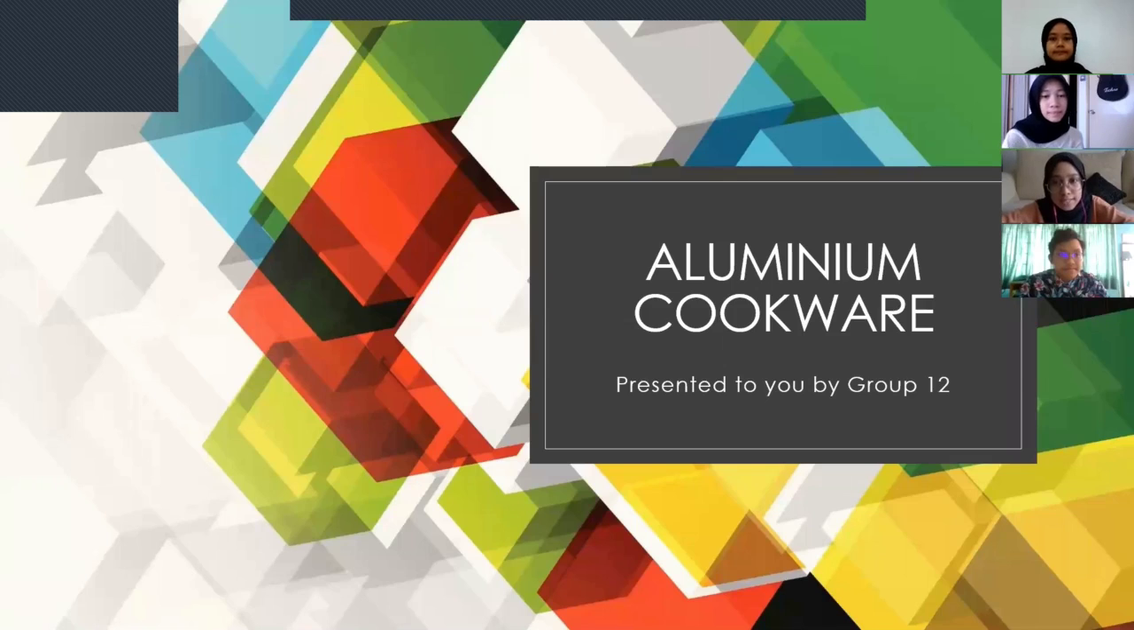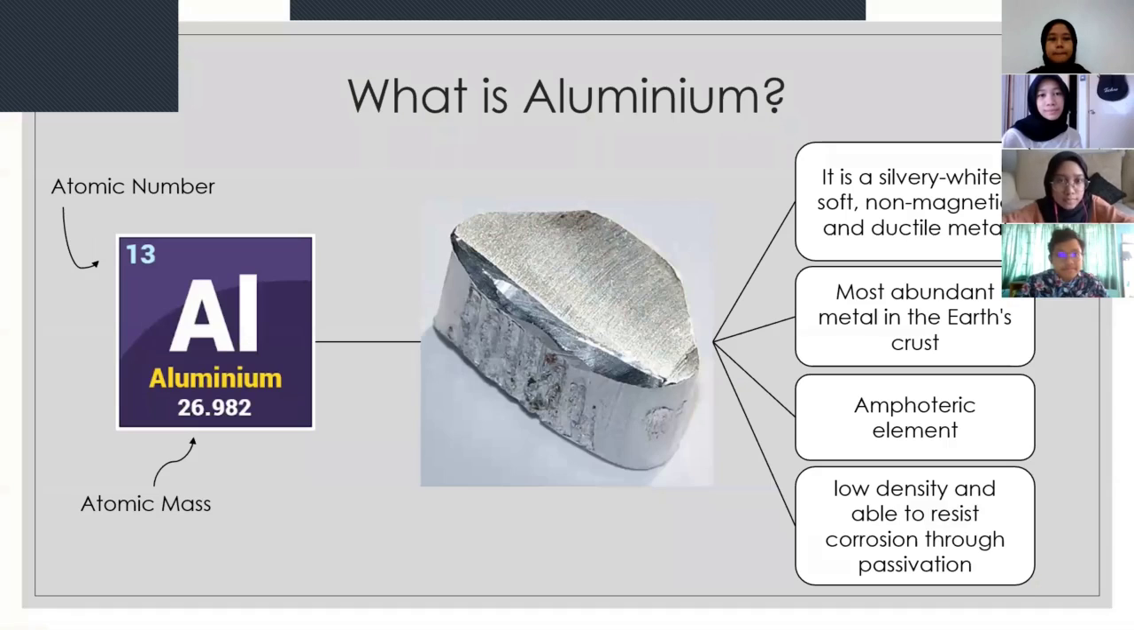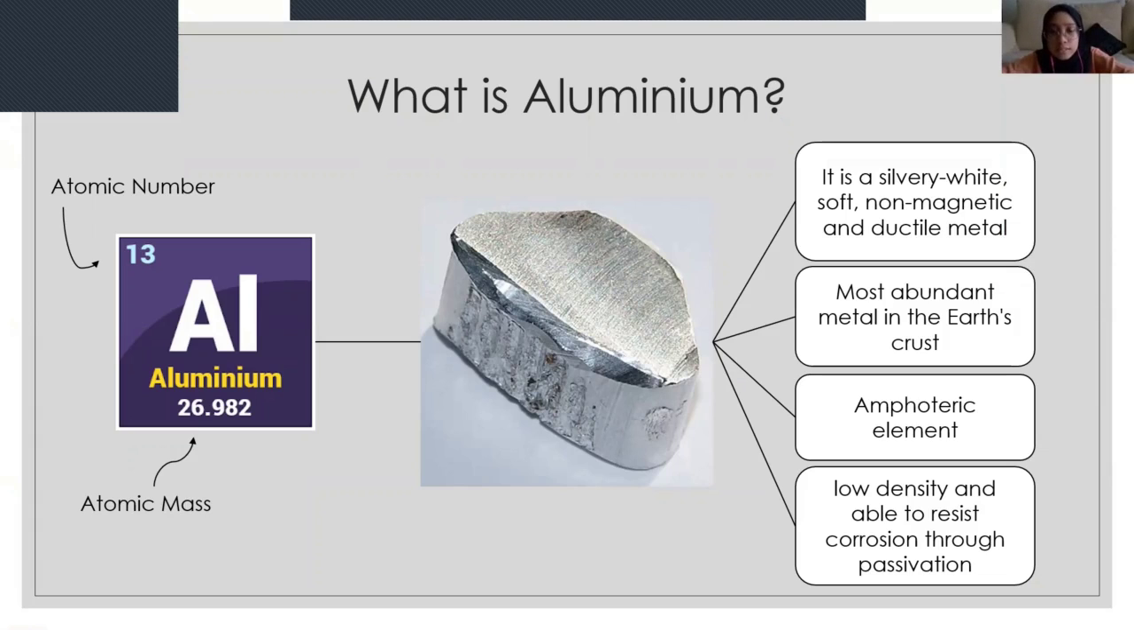Today my team and I from Group 12 are going to present on aluminium cookware. First, what is aluminium? Aluminium is basically the third most abundant metal in the earth's crust, because the first and second are oxygen and silicon respectively. So the first box is the physical properties of aluminium.